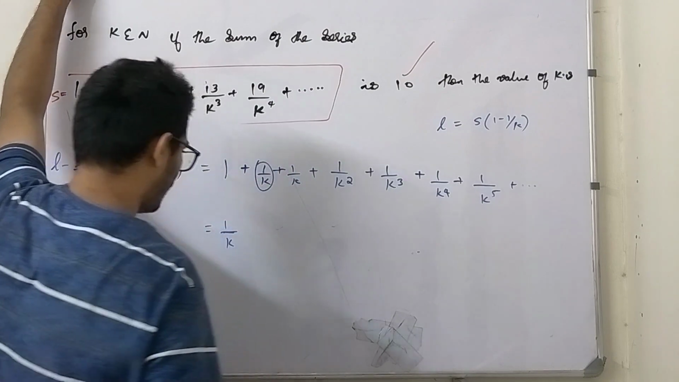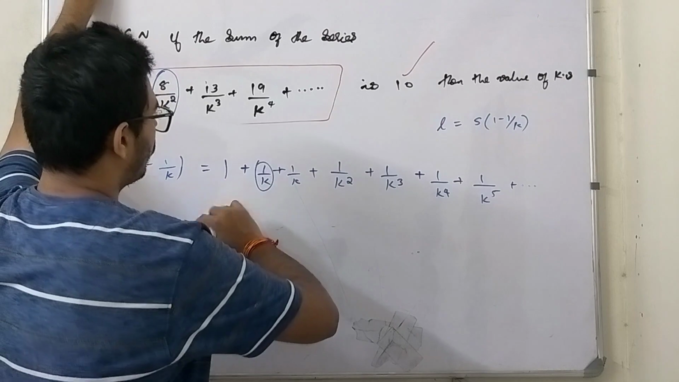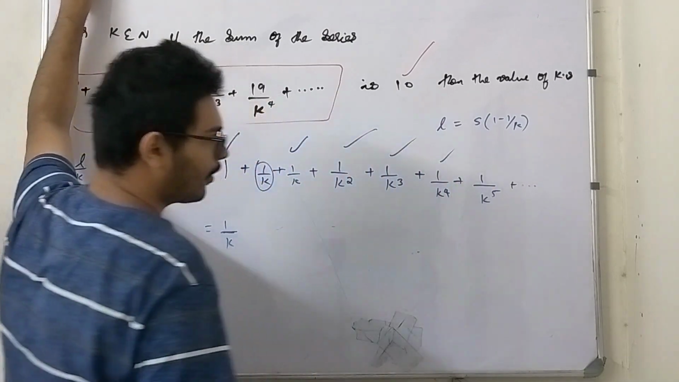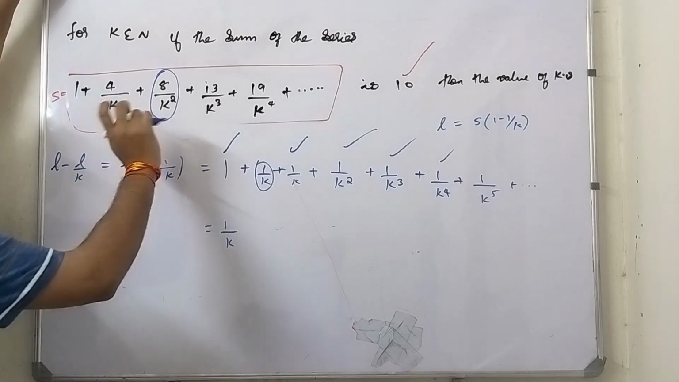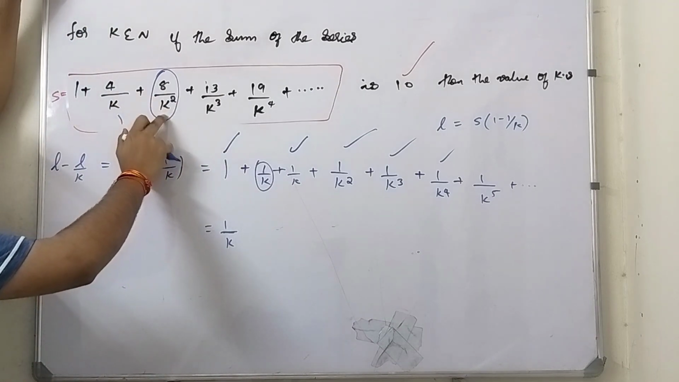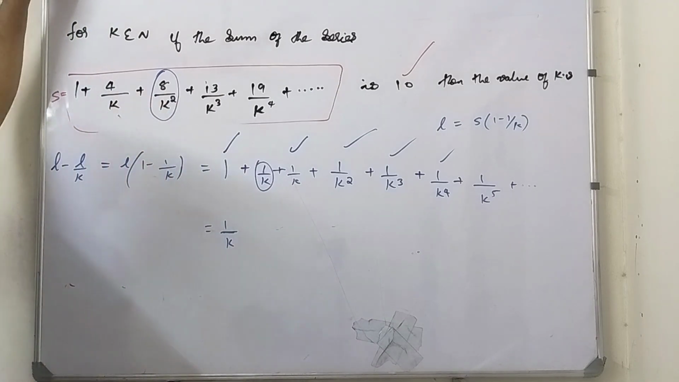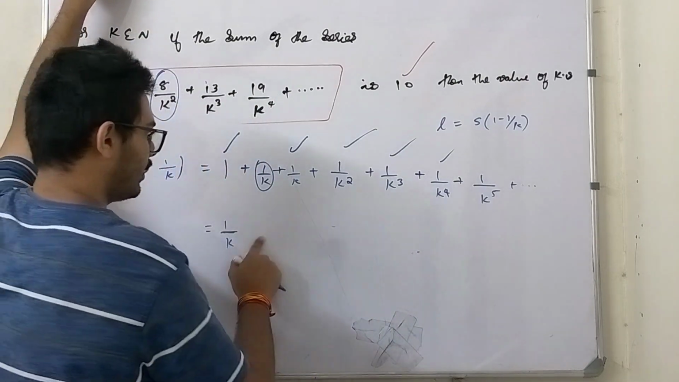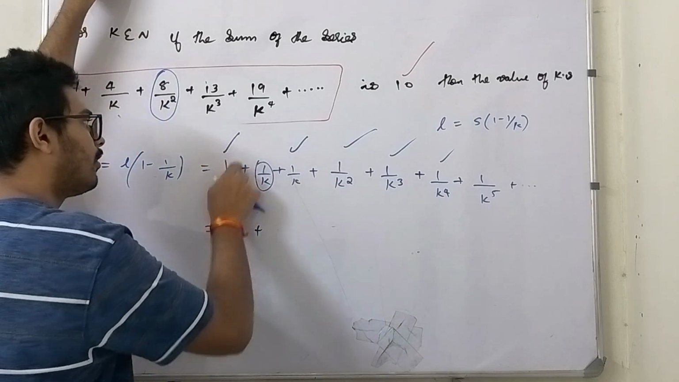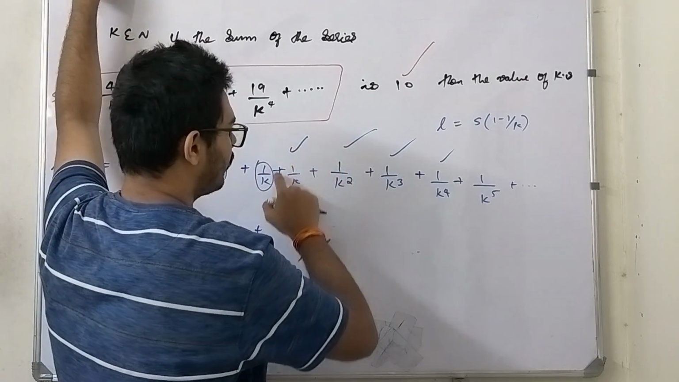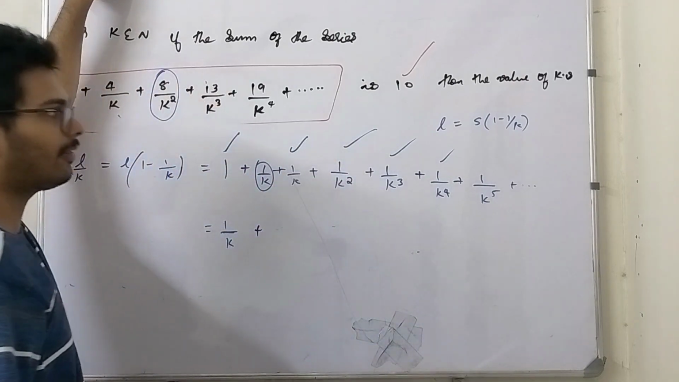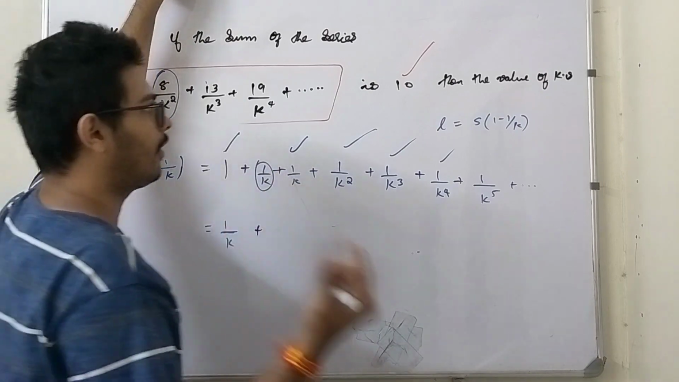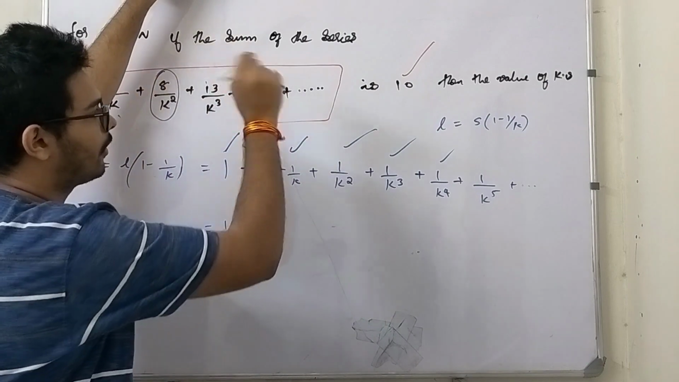If I take this 1 by k out, you will get a geometric progression, right? 1 by k, 1 by k square, 1 by k cube, 1 by k raised to 4, 1 by k raised to 5. If this series is a converging series, which means the value of k should be less than 1. Therefore, we can conclude that this is a geometric progression with a value 1 and the common ratio r equal to 1 by k, and the magnitude of 1 by k is less than 1. Then only it will be a converging series.